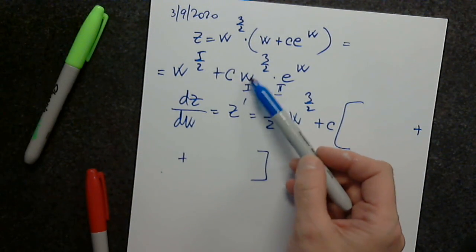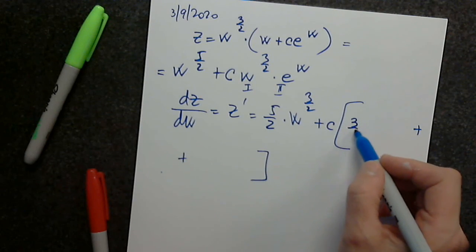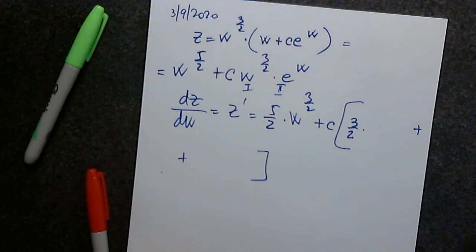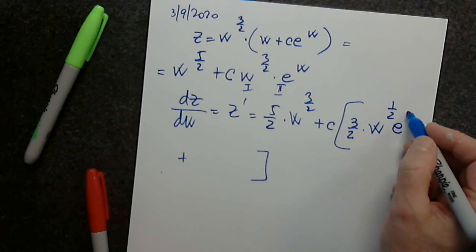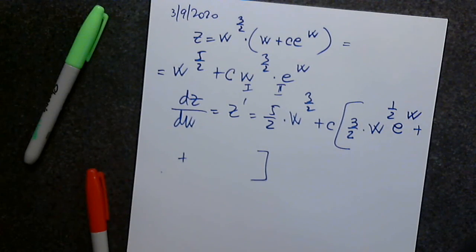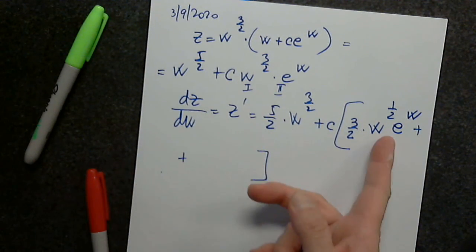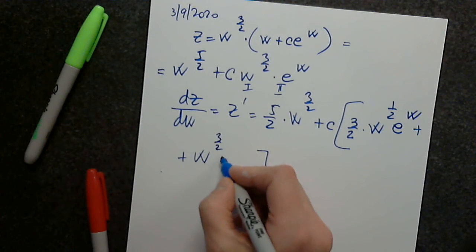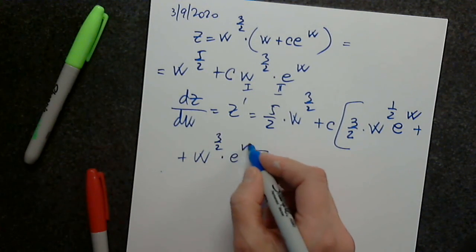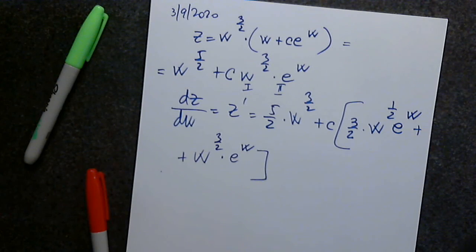When I differentiate w to 3 halves, I bring down 3 halves. And from 3 over 2, I subtract 1, which is 2 over 2, and I get w to 1 half, and I have to copy e to w. So I differentiated the first function, I copy the second one, plus I copy the first one, and I differentiate the second function, which is simply our best friend, one of our best friends, e to w prime is e to w.